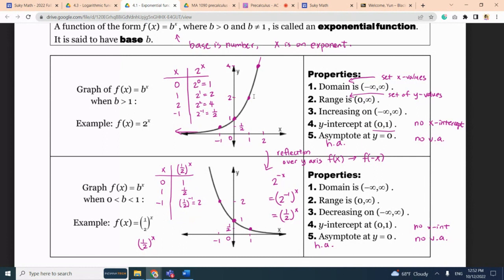Do you remember that? And if the base b is between 0 and 1, then the exponential function is going to be a decreasing function. Look like that. Okay. And the domain is the same, all real numbers, range, they're positive numbers, and it's decreasing all the time. We have the same y-intercept 0, 1. And we also have the horizontal asymptote, y equals to 0. No vertical asymptotes. Do you remember that, everybody?